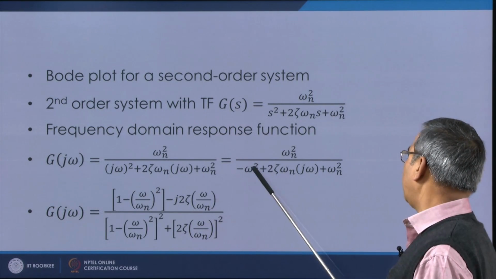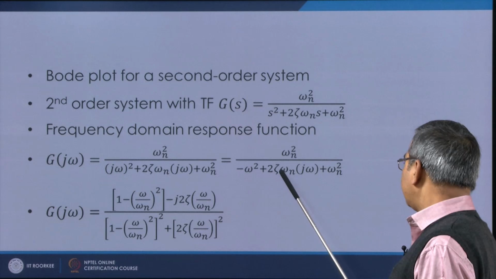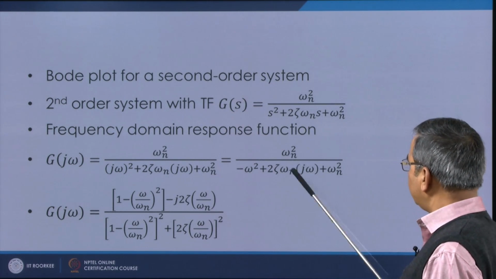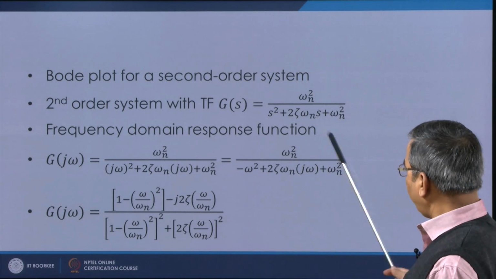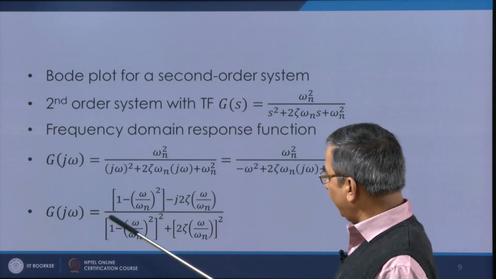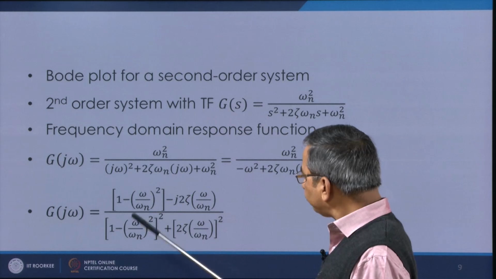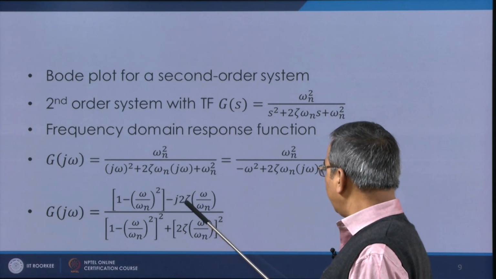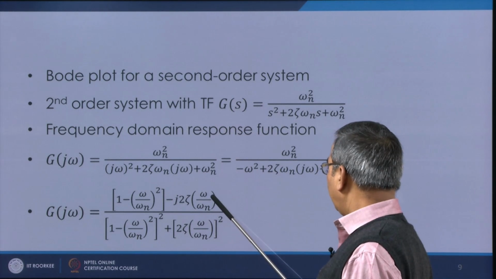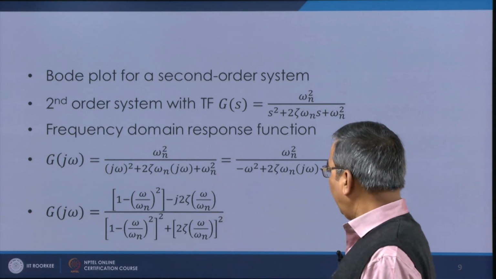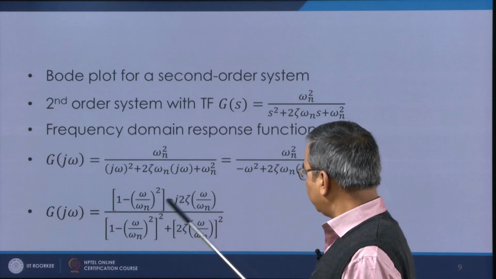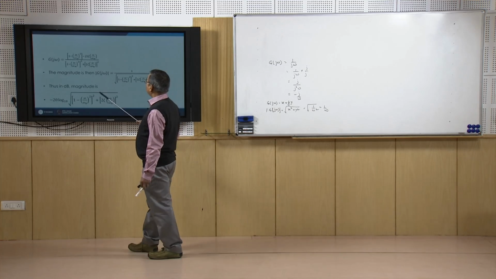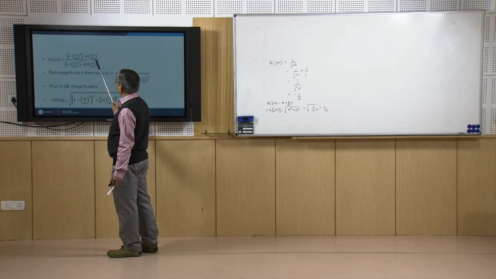say omega n square minus omega square minus 2 zeta omega n j omega in the numerator and similarly in the denominator. So, if I do that, this is what I get: G(j omega) as 1 minus (omega by omega n) square minus j 2 zeta omega by omega n, and this is the denominator which I am going to have. So, this is my G(j omega) value.